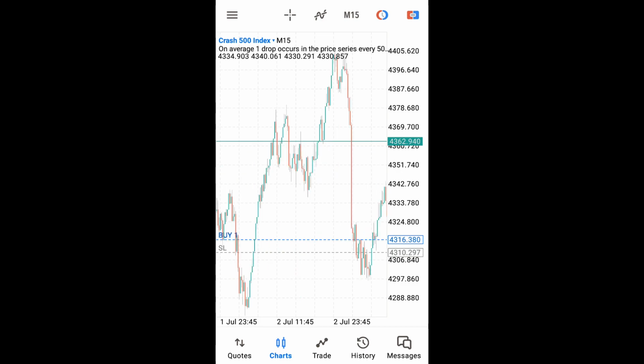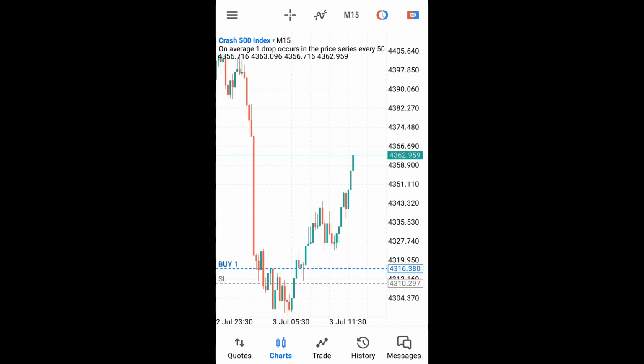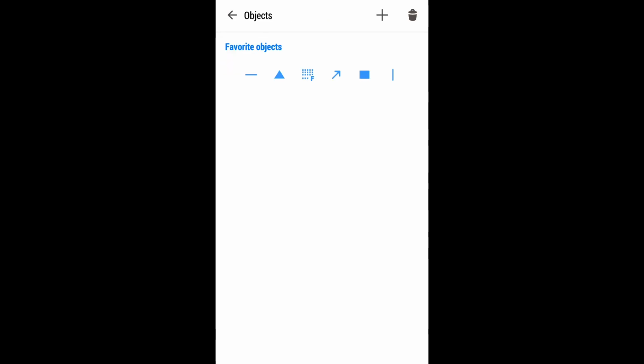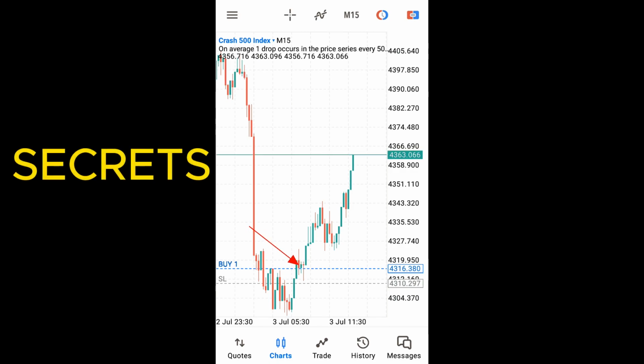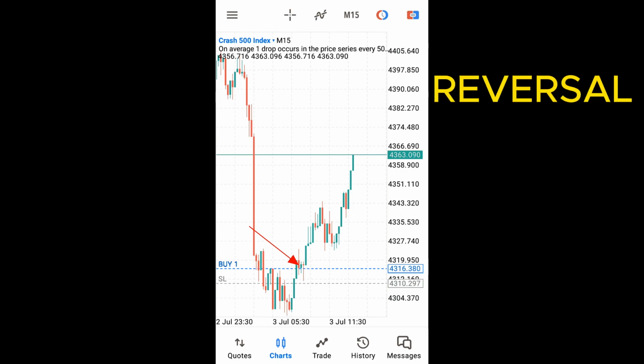All doji candlesticks are reversal or continuation patterns. Guys and girls, if you have been in the trading game for a while, you might have come across this in trading candlesticks called the doji. Today, we are going to explore the secrets of doji candlesticks and uncover whether they act as a reversal or a continuation pattern in forex trading.